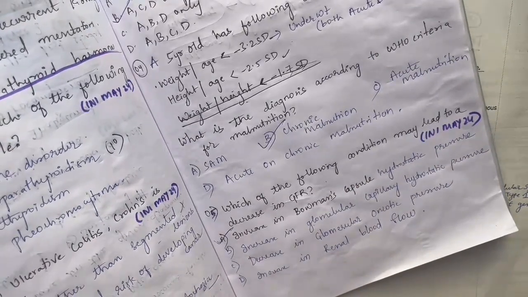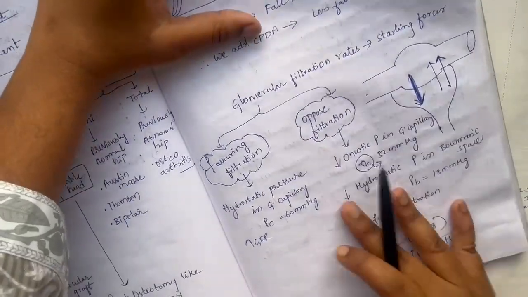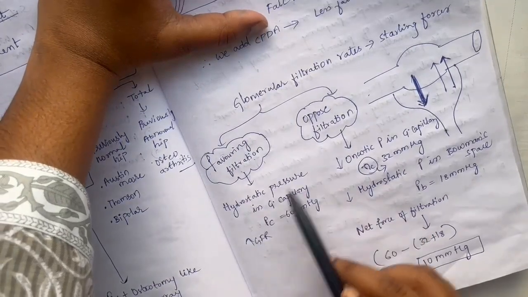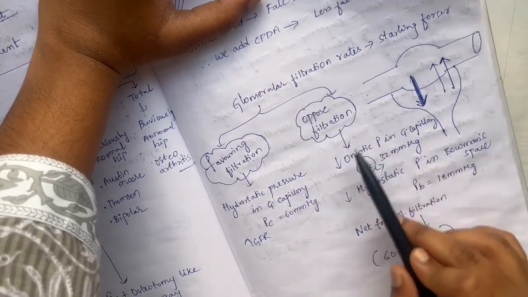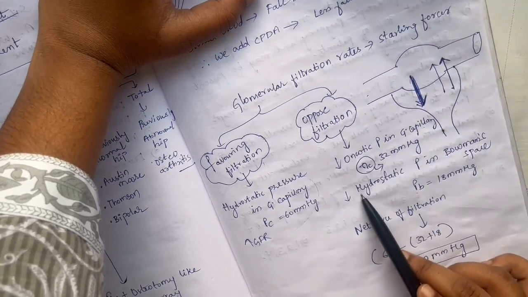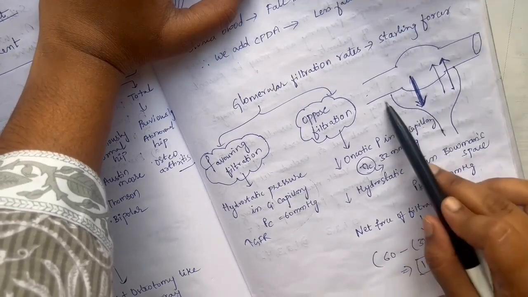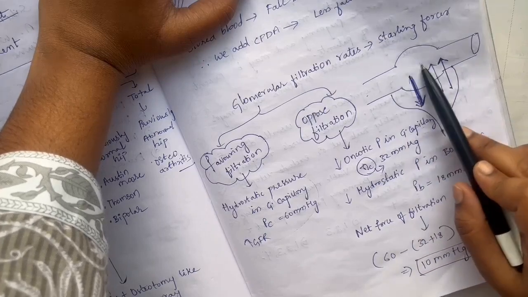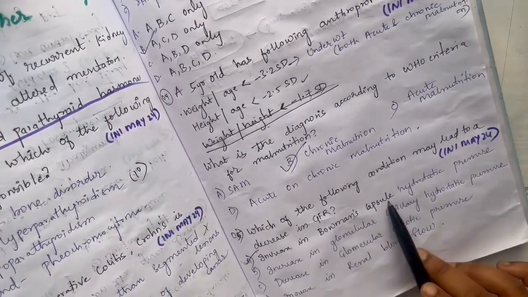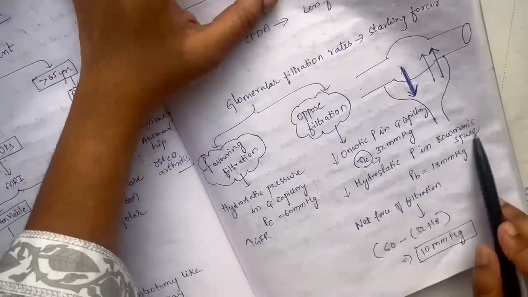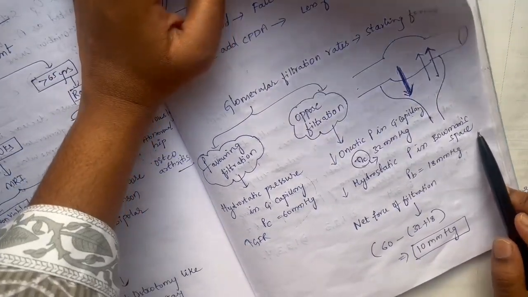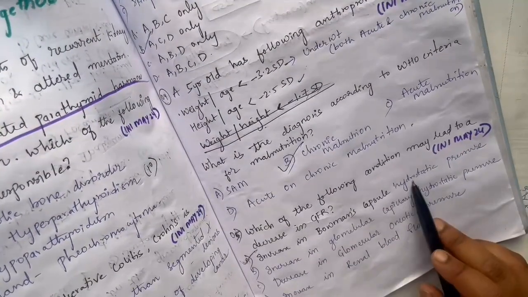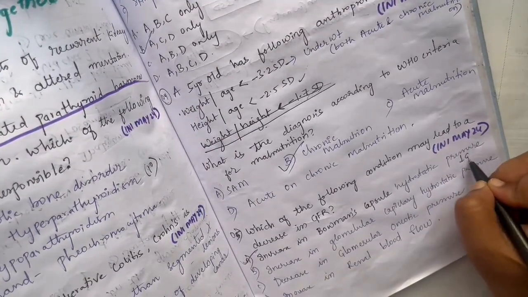As we have seen earlier in a video also, the factor favoring filtration is the hydrostatic pressure in the glomerular capillary, and the factors opposing filtration are the oncotic pressure in the glomerular capillary and the hydrostatic pressure in the Bowman space. So here what he gave, increase in Bowman's capsule hydrostatic pressure. Hydrostatic pressure in Bowman space is an opposing force. If you increase the opposing force, of course there will be a decrease in GFR.